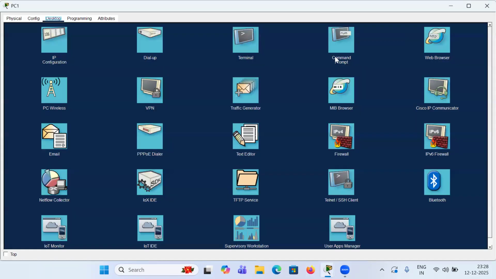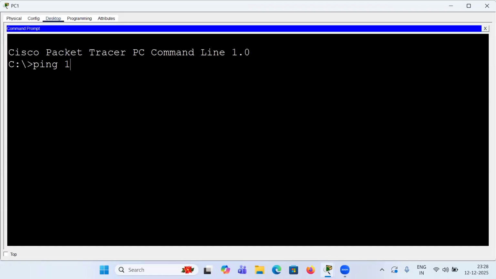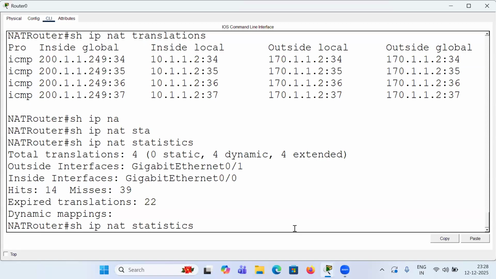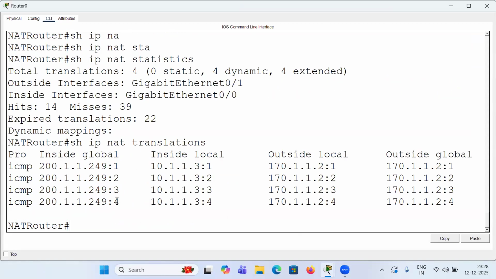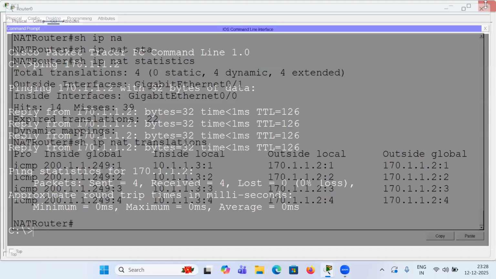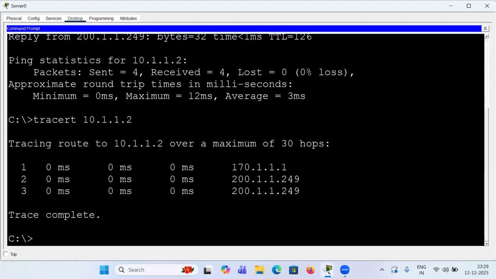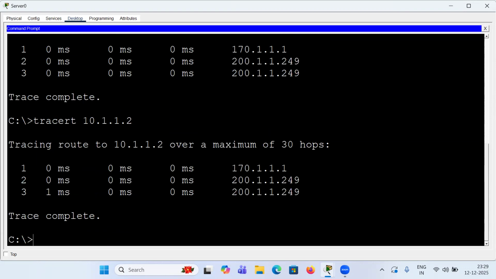So if you go to another PC, you will see only this one IP address, 200.1.1.249, always. So even the attacker will not be able to know your IP. For example, if you trace this IP, suppose, the public IP address will be visible to you.